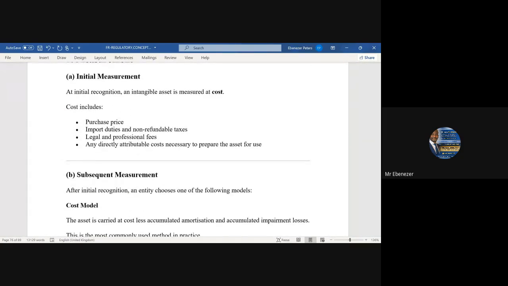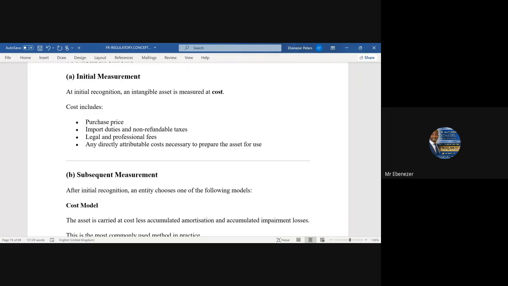So measurement now. Just like we have for tangible asset, we also have measurement for intangible asset. It is measured at the initial as well as in the subsequent. So we have initial measurement and then the subsequent measurement. The initial measurement is just like we have it under the tangible asset: the purchase price plus import duties and non-refundable taxes plus legal operational fees and any other directly attributable costs necessary to prepare the asset for use.